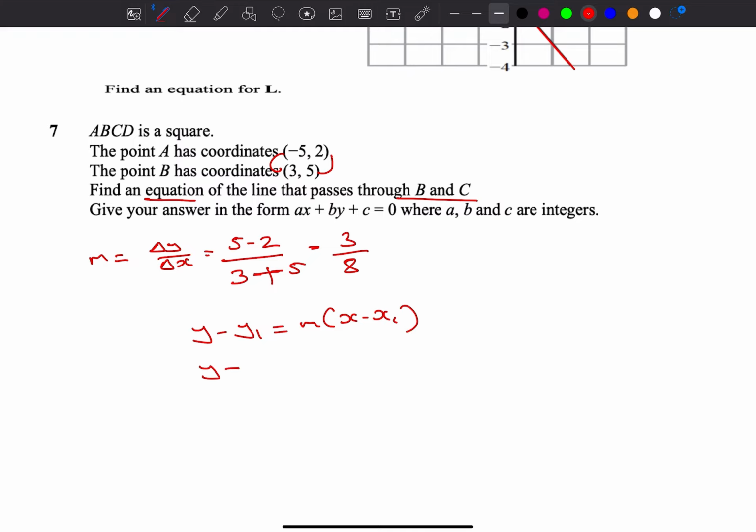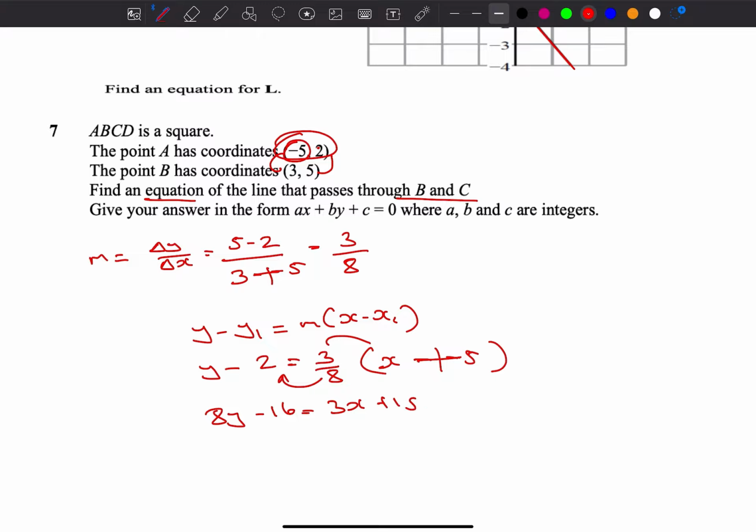What is your y1 coordinate? Let's say I'm going to pick this one. The y1 coordinate is 2. M is 3 over 8. X1 is minus 5, so technically it's a plus. Times it by 8: 8y minus 16 equals 3x plus 15. Bring everything to the right side: 8y minus 3x minus 16 minus 15, that's minus 31 equals 0. Give your answer in the form ax plus by plus c equals 0 where a, b, c are integers. Yeah, all are fine. 3 marks, simple.